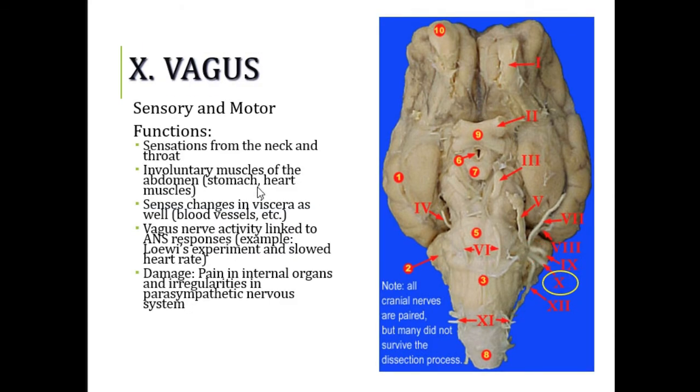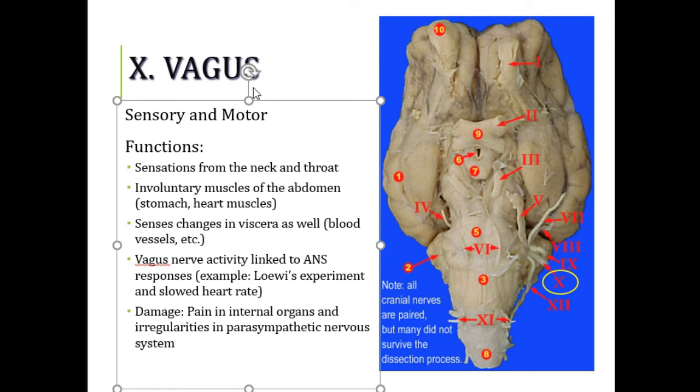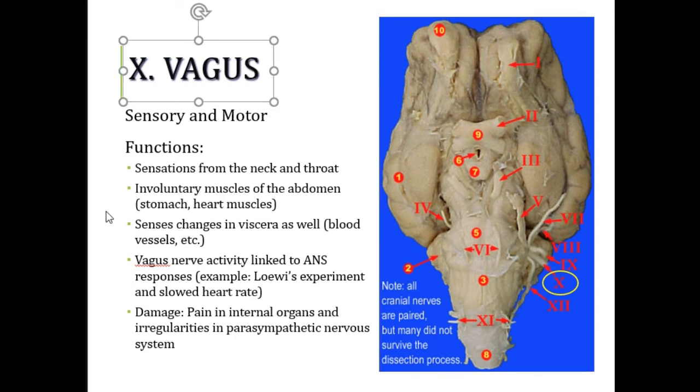And finally, we've gotten to the vagus nerve, which is a very, very important nerve. And it is sensory and motor, and it is responsible for sensations in the neck and throat, involuntary muscles in the abdomen, so the stomach and heart muscles, sensing changes in the viscera, so like your blood vessels, etc. And vagus nerve activity is linked to autonomic nervous system responses.